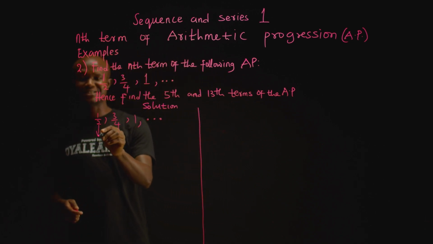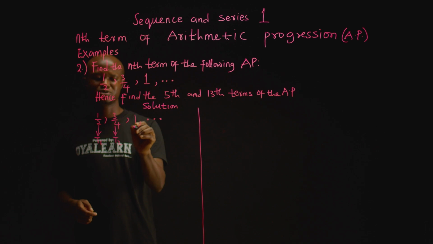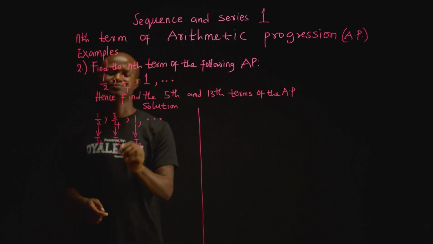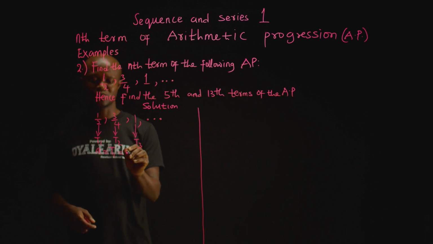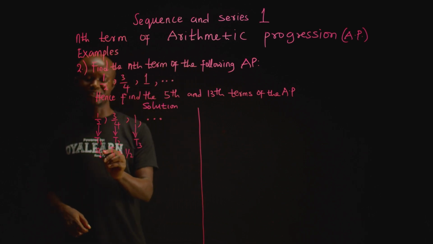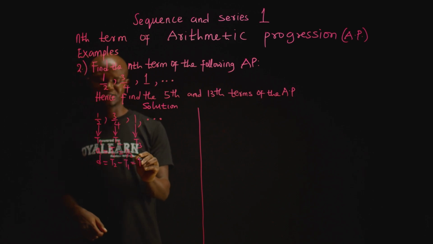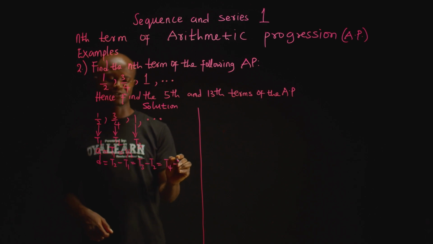Now from here we know that this is the first term, T1. This is the second term, T2, and this is the third term, T3. Now in this case, the first term, A, is equal to T1, which is equal to half. Now we can find the common difference, which is D. D equals T2 minus T1. It can also be T3 minus T2. We can also have it as T4 minus T3.